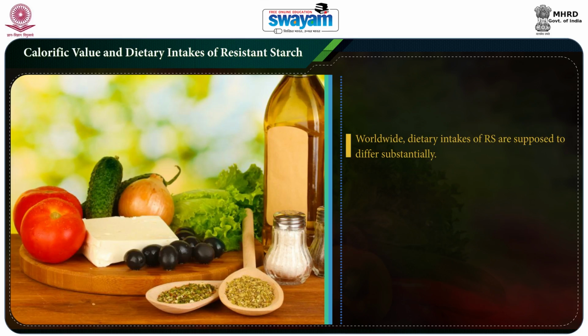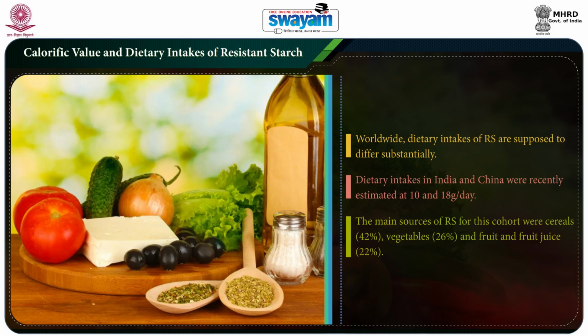Worldwide, dietary intake of resistant starch is supposed to differ substantially. Dietary intakes in China and India were recently estimated at 10 and 18 grams per day. The main sources of resistant starch for this cohort study were cereals, which was 42%, vegetables, which was 26%, and fruit juices, which was 22%. The study was reported by A. P. Nugent.